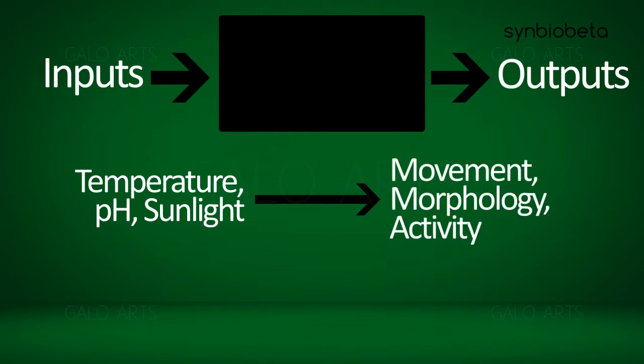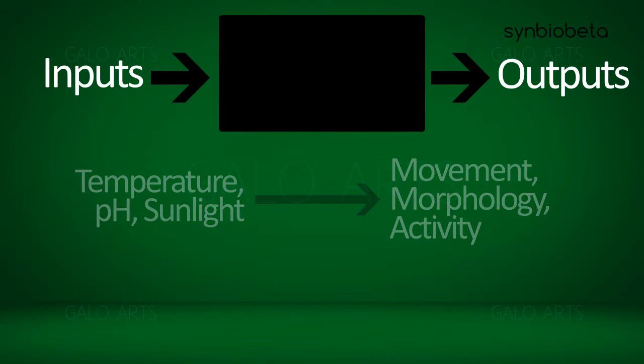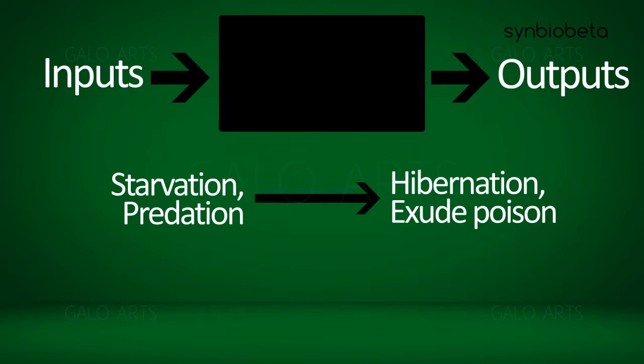In the laboratory, we also make use of chemical signals in order to get cells to respond. We also use other environmental controls, like changing the temperature, the pH, or the presence of light, to get cells to do things like move, change their shape, or change their activity level. It's important for cells to be able to respond to negative stimuli as well. For example, if a cell begins to starve, that would not be a good opportunity for reproduction. So, cells contain mechanisms to process these types of signals as well. For example, if a cell is starving or being eaten by an attacker, it might hibernate or exude a poison.